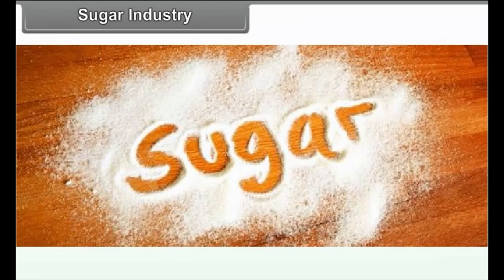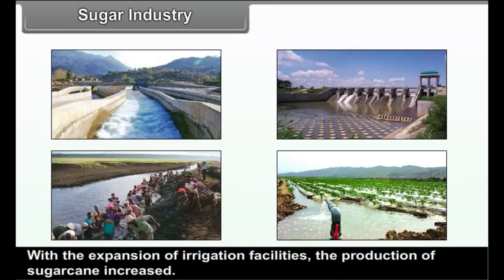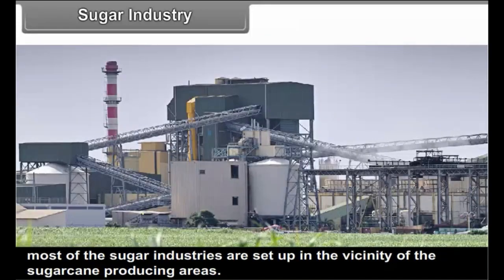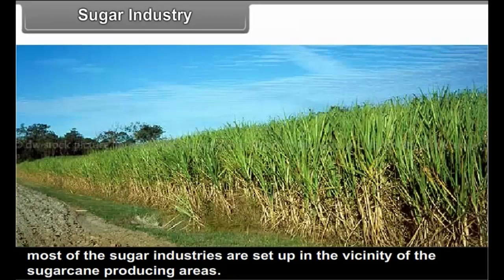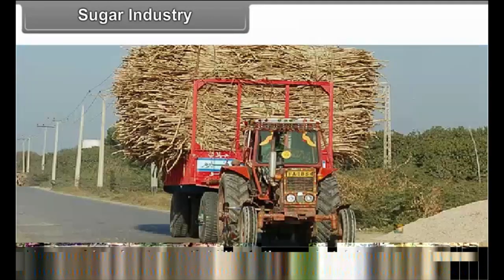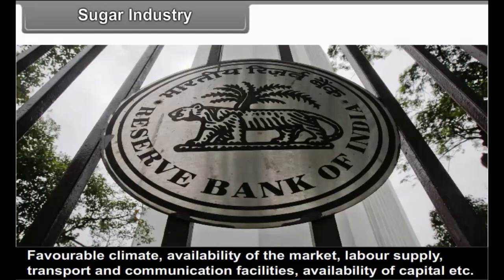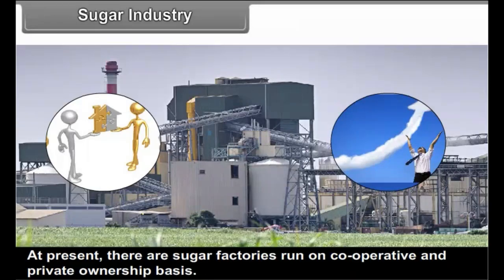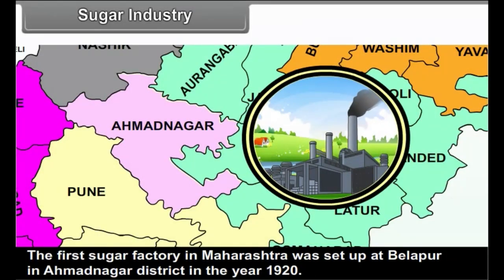5.1.2 Sugar industry. With the expansion of irrigation facilities, the production of sugarcane increased. As sugarcane is perishable and loses its weight and sucrose content quickly after cutting, most of the sugar industries are set up in the vicinity of the sugarcane producing areas. Favorable climate, availability of the market, labor supply, transport and communication facilities, availability of capital, etc. are the favorable factors which contributed to the prosperity of the sugar industry in Maharashtra. At present, there are sugar factories run on cooperative and private ownership basis. The first sugar factory in Maharashtra was set up at Belapur in Ahmednagar district in the year 1920.